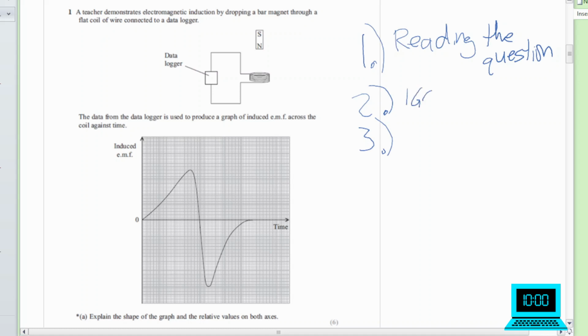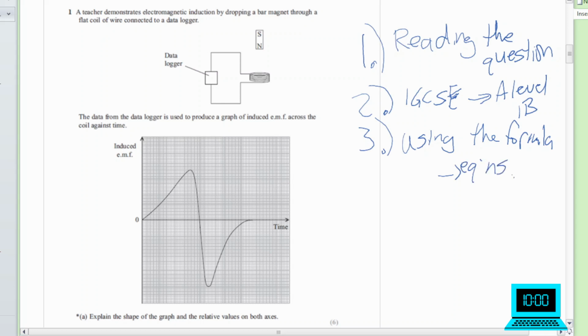In Part 2 we will look at making the jump from a GCSE, IGCSE level explanation to an A-level or IB explanation. We'll also take a look at using your formula to help guide your written answers, using the equations that you should know, using the logic of them to help you figure out what you need to write. All right, without further ado, let's go on and look at this question here, number 1, okay?